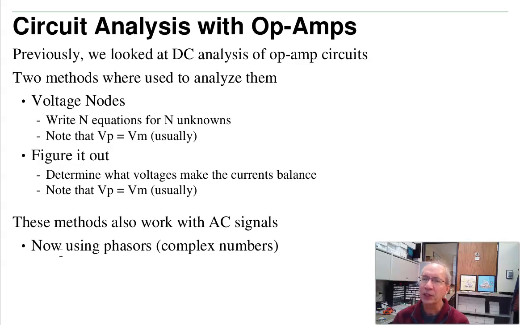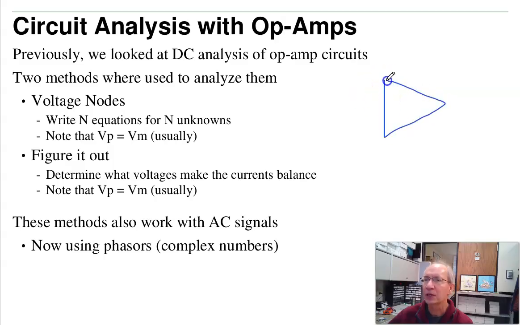Now, previously we looked at op amp circuits at DC. At DC, there's kind of two approaches to analyze an op amp circuit. You can write the voltage node equations, come up with n equations and unknowns, and usually one of the equations is that V plus equals V minus for an op amp.